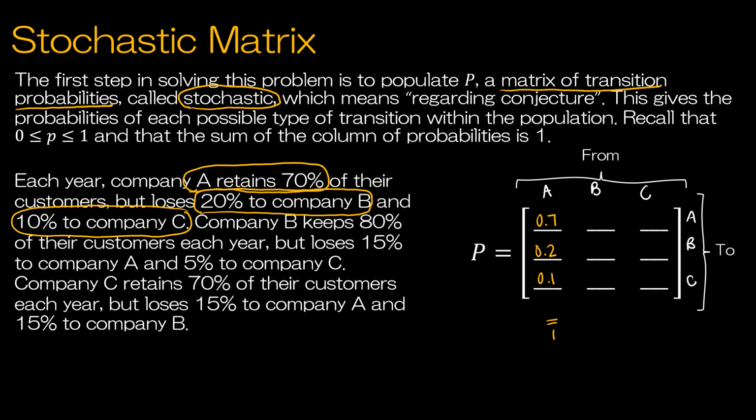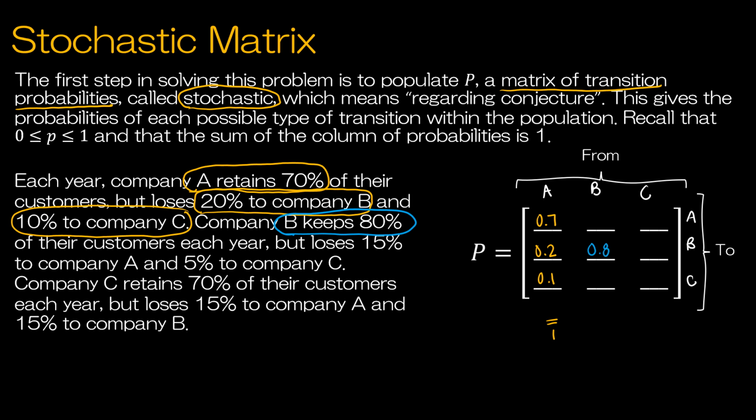And then I'll move on to B. Company B keeps 80%. So pay attention to what you're doing, because I have a lot of students who try to put 80% right up here at the top. But remember, we're saying B is keeping 80%. So from B to B would be right here in the middle.